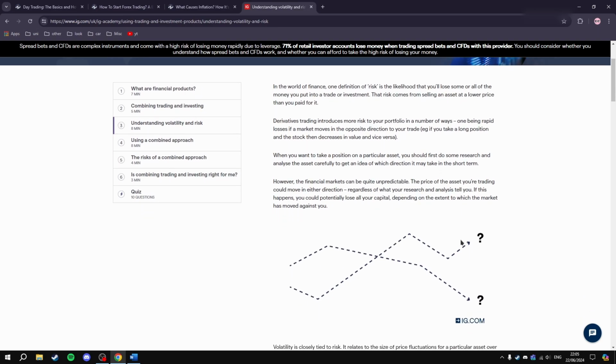Derivatives trading introduces more risk to your portfolio in a number of ways, one being rapid losses if the market moves in the opposite direction to your trade, e.g. if you take a long position and the stock then decreases in value and vice versa. When you want to take a position on a particular asset, you should first do some research and analyze the asset carefully to get an idea of which direction it may take in the short term.